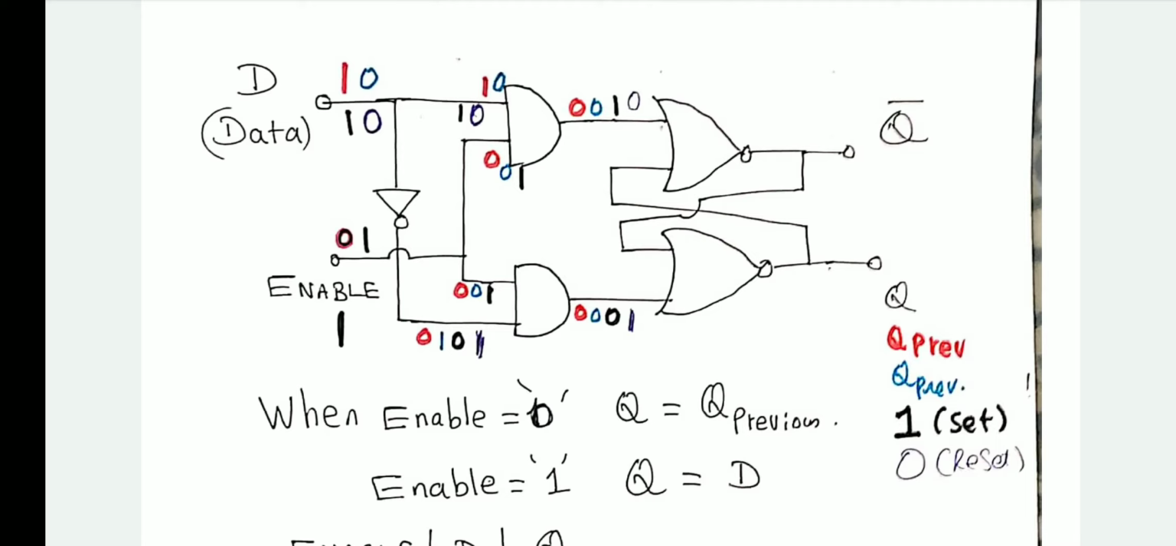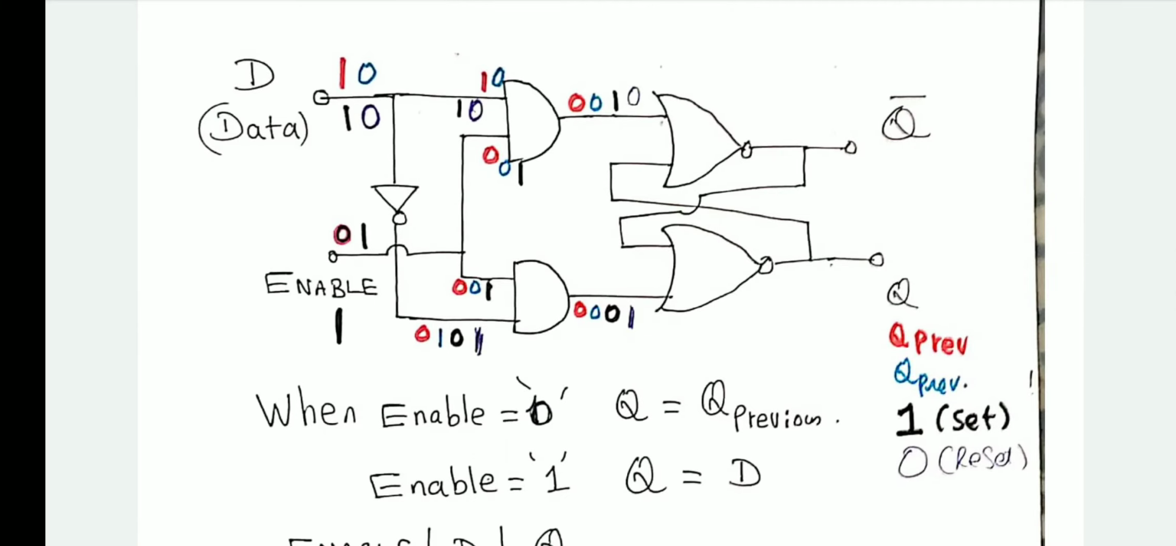So this circuit follows three states, right? That is, S1 R0 set state, S0 R1 reset state, and when S and R become 0, holding state. These three are followed by this circuit. And one more advantage is in this circuit the invalid condition never occurs, because S and R will not become 1 at any time. That is the advantage of this circuit. This circuit is called D flip-flop, right?